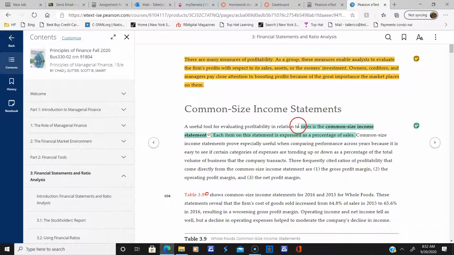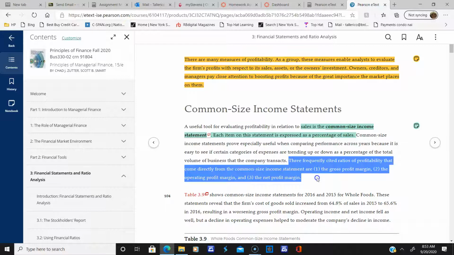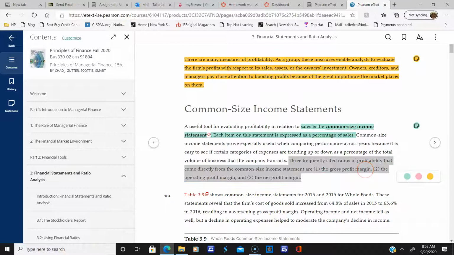Okay. So common size income statements are especially useful when comparing performance across years, because it is easy to see if certain categories of expenses are trending up or down. And this is important: three frequently cited ratios of profitability that come directly from the common size statements are the gross profit margin, the operating profit margin, and the net profit margin. Okay? Let's highlight that.